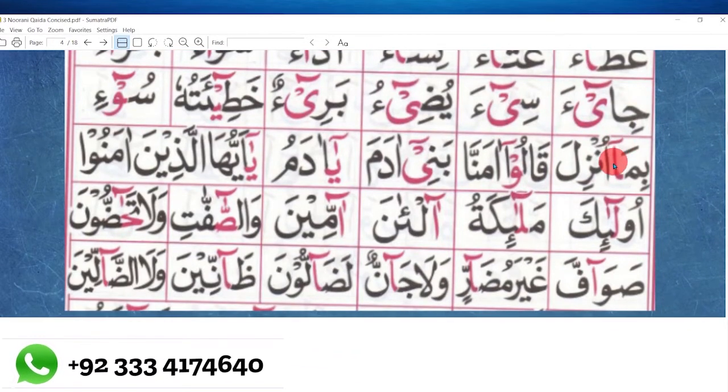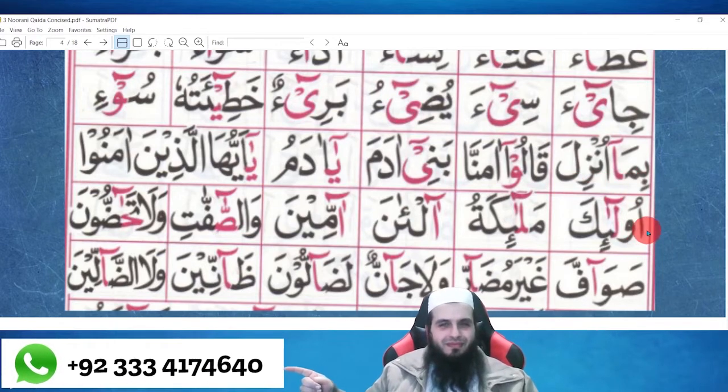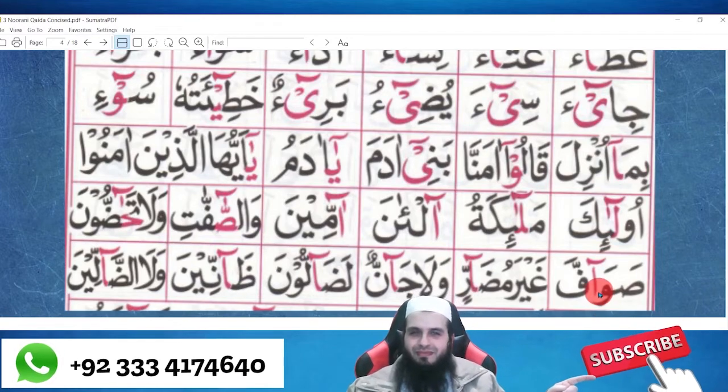Alright, the small mud, whenever it comes above a letter, that letter is stretched for 2 seconds. The big mud is for 4 seconds, the small mud is for 2 seconds. So it will be read as Bima Unzila. And if we stop, the zabar of lam will turn into jazm, so it will be Bima Unzil. Ulaika. Sawafa.